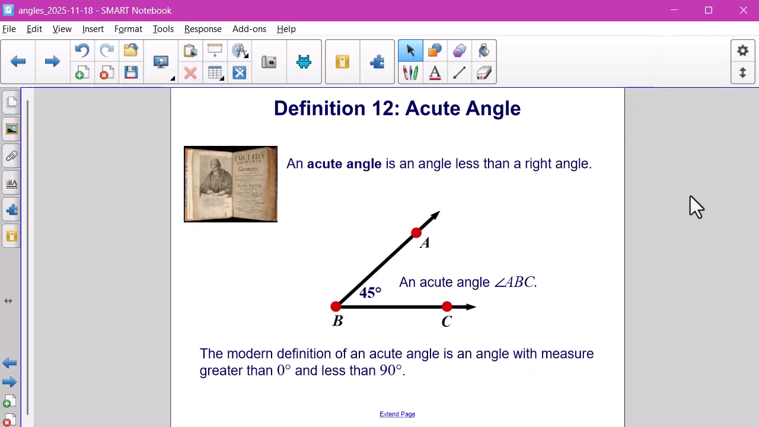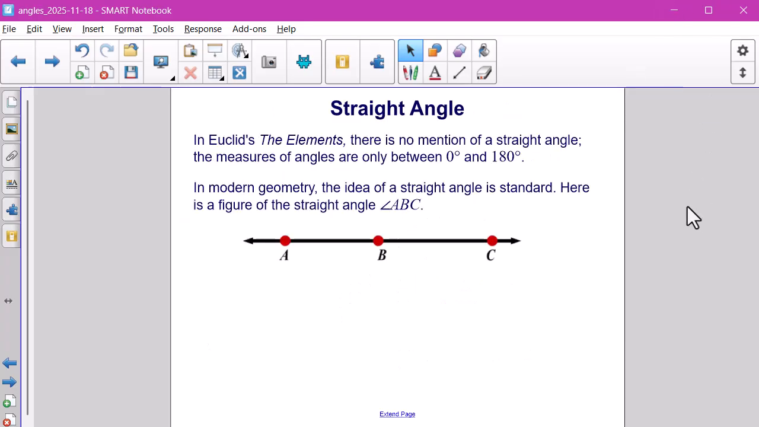An acute angle is an angle less than a right angle. In modern terms, an acute angle is an angle with a measure greater than 0 and less than 90 degrees. So here we have in our diagram angle ABC is an acute angle because the measure of angle ABC is 45 degrees.